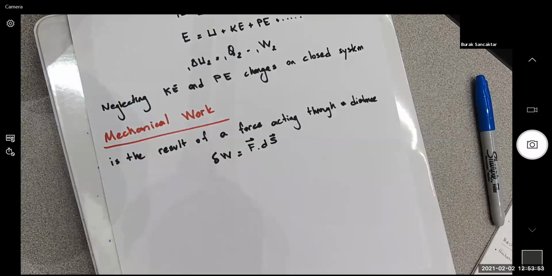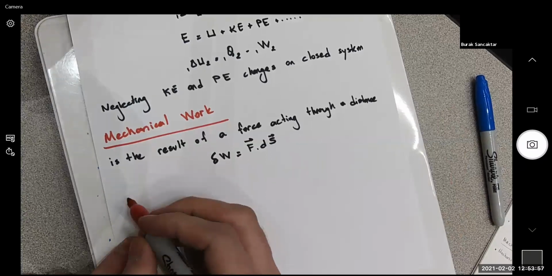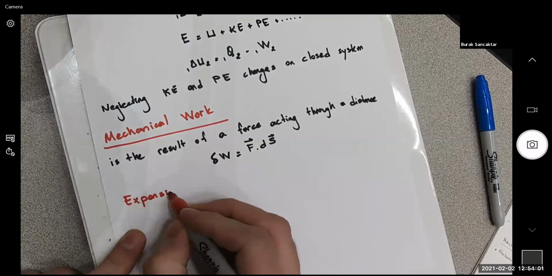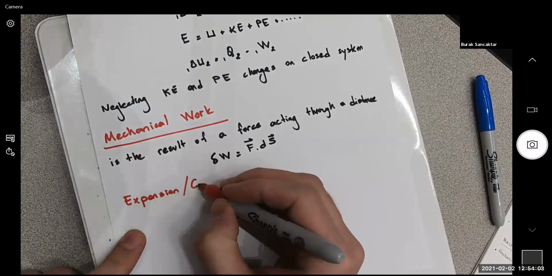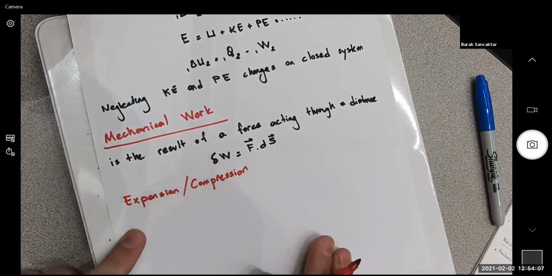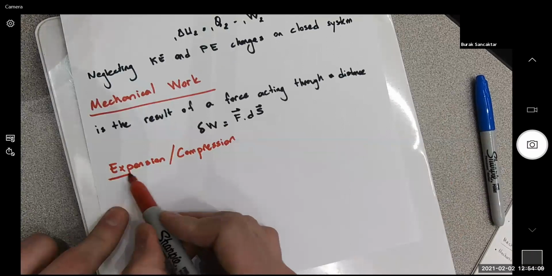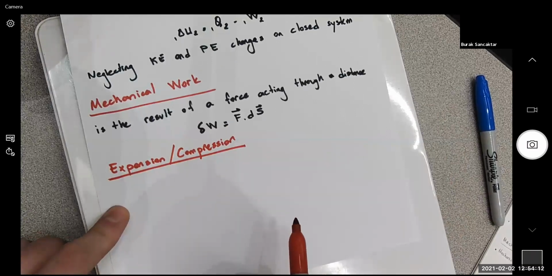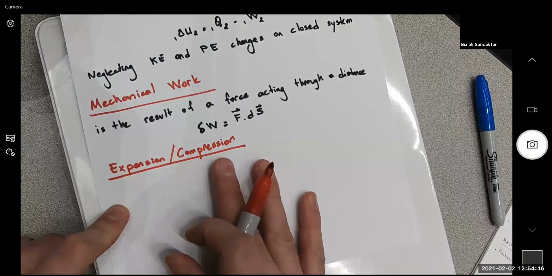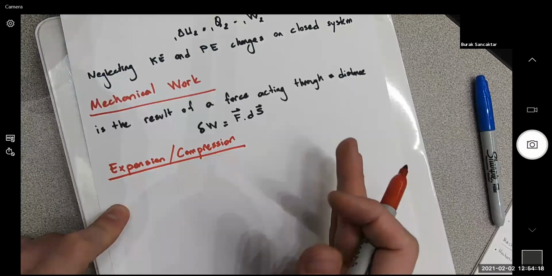We have two forms of mechanical work. The first one is expansion, and the second one is compression. These two are boundary work, or mechanical work. In other words, boundary work.